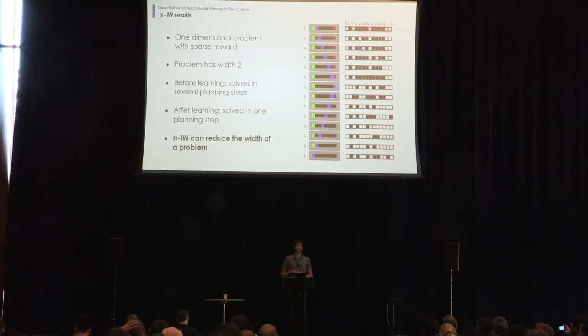So we also tested this in this one-dimensional problem, a simple corridor where the agent needs to go pick the key and then come back through the same path. And this is naturally a problem with width 2, since we need to encode for the position and whether the agent has the key or not. So it's not surprising that before learning, our algorithm needs some planning steps to solve this task. But after learning, we observe that our algorithm can solve the task in one planning step from the very beginning. This means that PyIW can reduce the width of the problem by learning appropriate features.